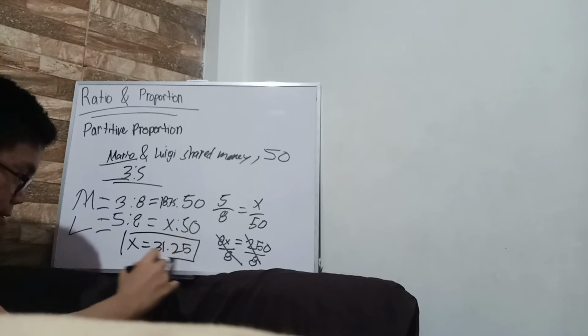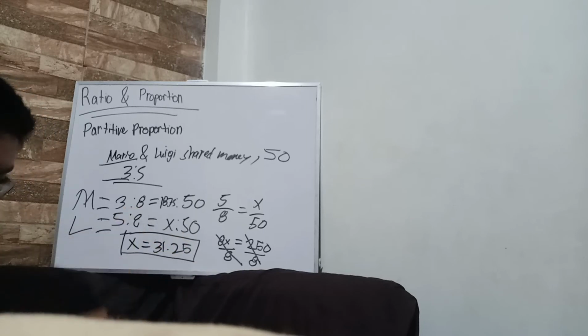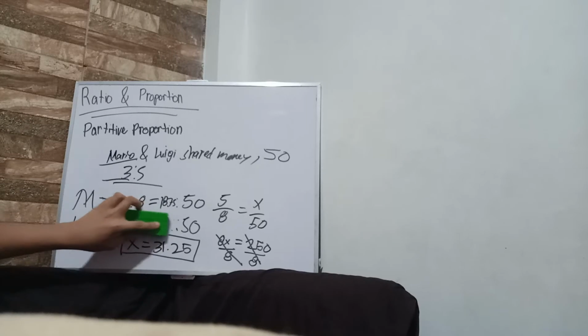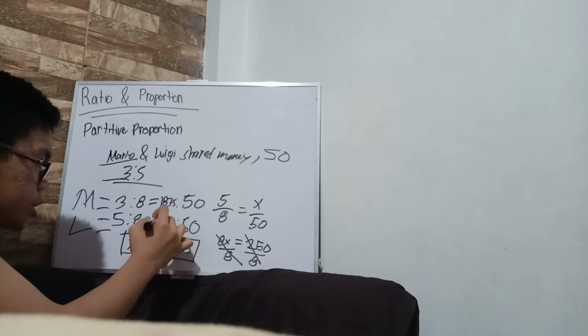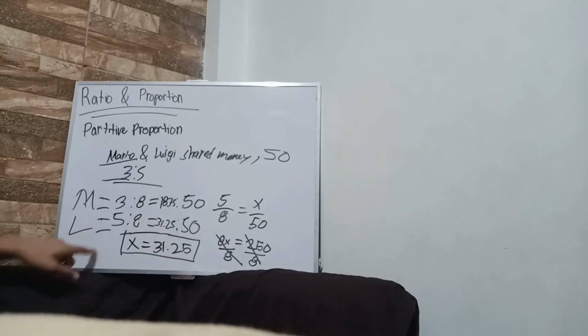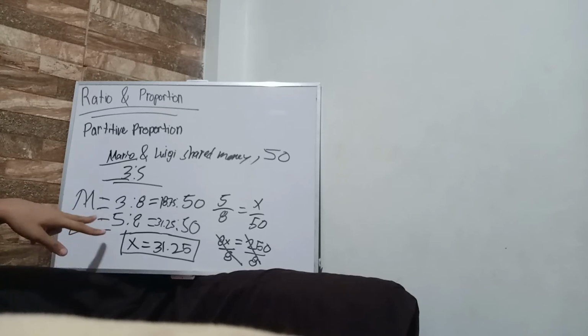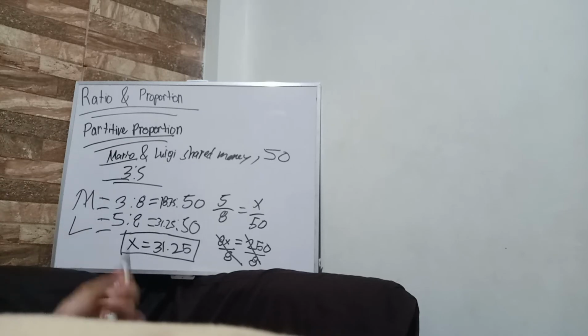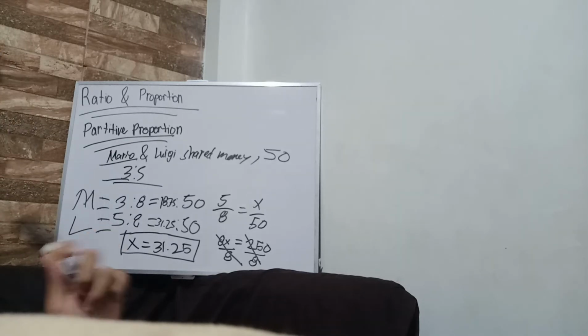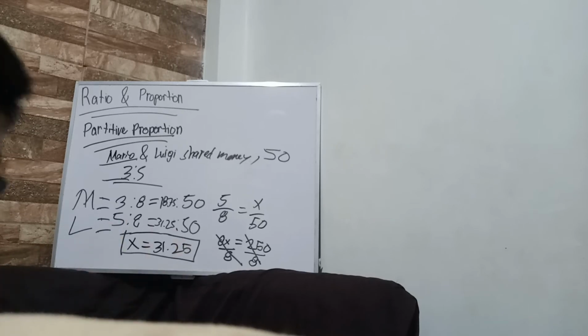Rectangle first. And then, put it in the real situation or real way. So, 31.25. So, we have here 5:8 is equal to 31.25 is to 50. So, that's how you put it. Or you can also put it in a fraction form. So, that is part of a proportion. So, let's move on to the next proportion, or the last proportion.